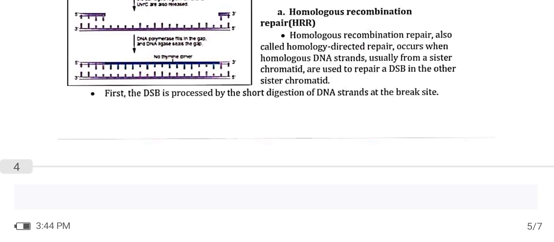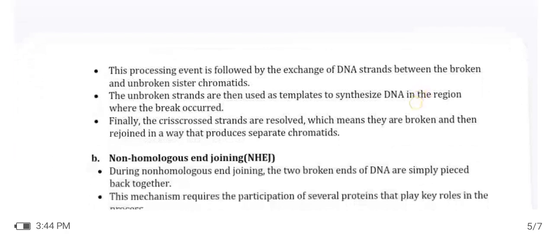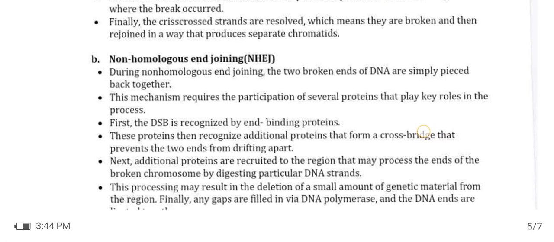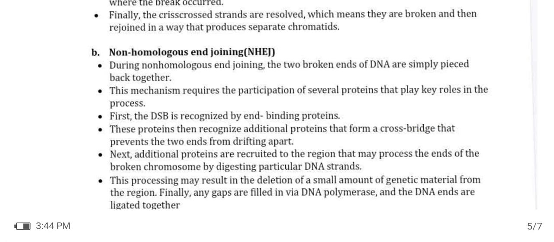Homologous recombination repair, also called homology-directed repair, occurs when homologous DNA strands, usually from a sister chromatid, are used to repair a DSB in the other sister chromatid. First, the DSB is processed by the short digestion of DNA strands at the break site. Then this processing is followed by the exchange of DNA strands between the broken and unbroken sister chromatids. The unbroken strands are then used as templates to synthesize DNA in the region where the break occurred. Finally, the crisscrossed strands are resolved, which means they are broken and rejoined in a way that produces separate chromatids.